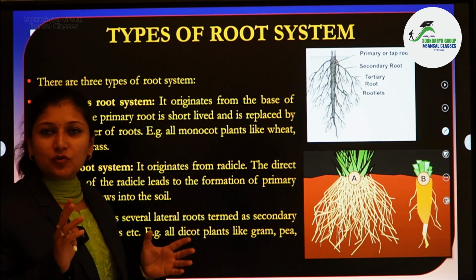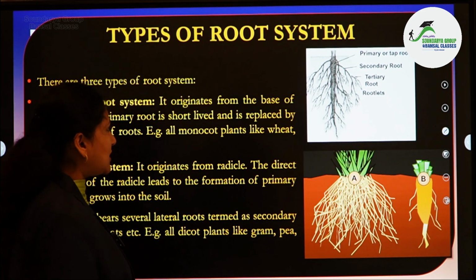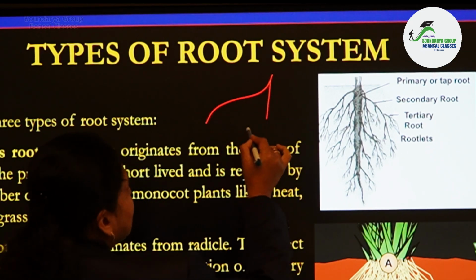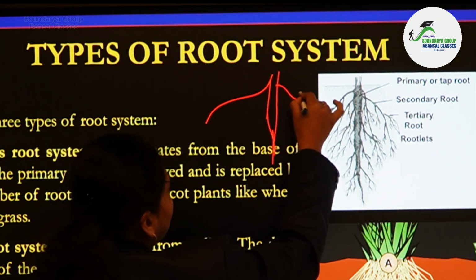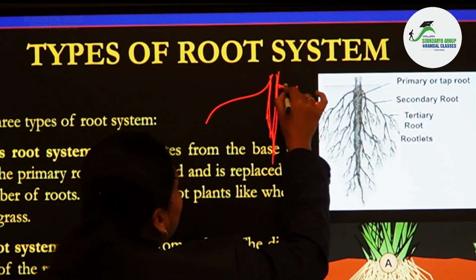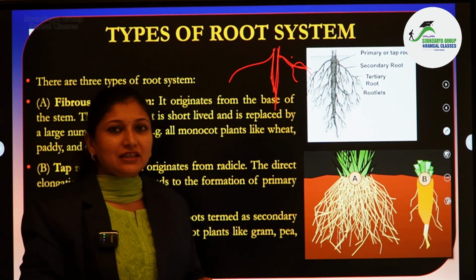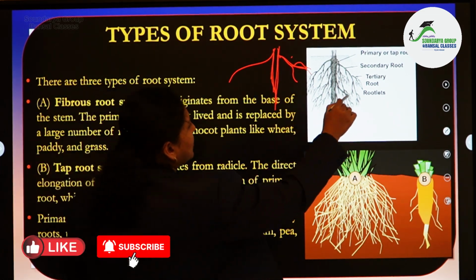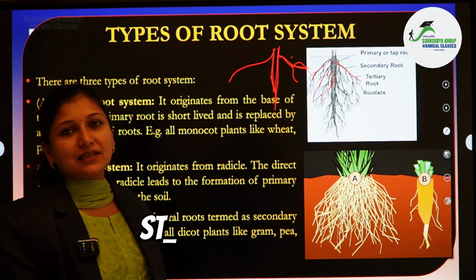In the root system, we have two main basic types of roots, that is fibrous root system and tap root system. You can see here this root system where you have one big, thick root in the middle and others on the sides. We can call this thick one the primary root, and from that secondary roots come out, and from those tertiary roots come out. That means you have one thick root in the middle, known as the main root or primary root, from which secondary roots and rootlets come out. This type of root system is known as the taproot system.